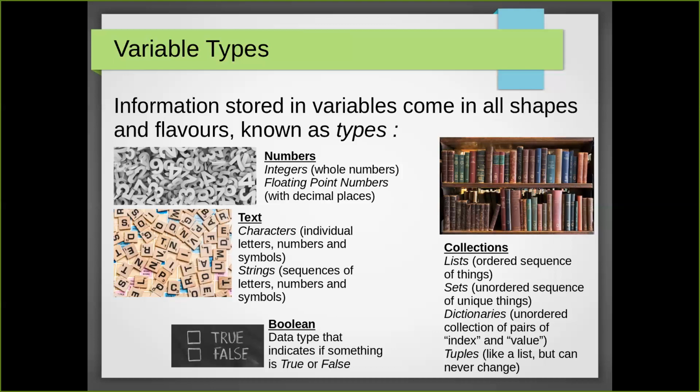We've also got things called collections. And within collections, we've got things like lists. Lists are ordered sequences of things. We've got sets, which are unordered sequences, so the order doesn't matter, but they're unique, so you can't have duplicates in there. We've got things called dictionaries, which are also unordered. The order doesn't matter, but they're pairs of index and value. So you have things like name and then a value for that. And tuples, which are like lists, but they can never change, they're immutable. And we'll talk more about all of these things in relation to Python when we come on to the Python training on Tuesday.